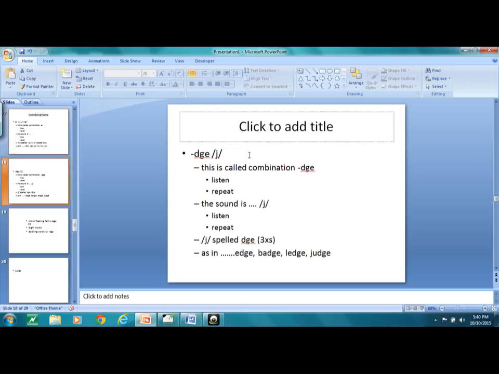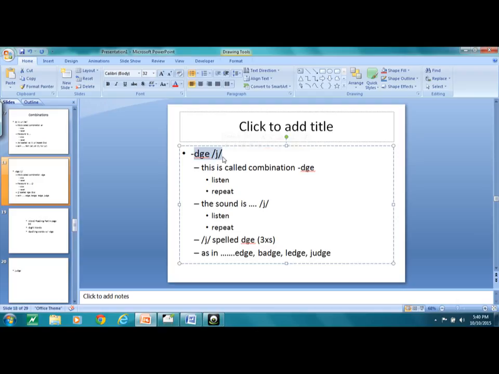Let's move on. This combination is DGE. DGE says J. What sound? J. So DGE, J. DGE says J as in edge.